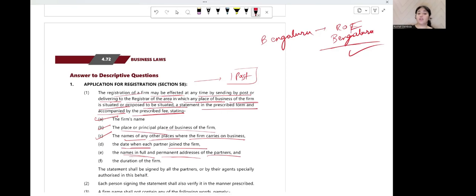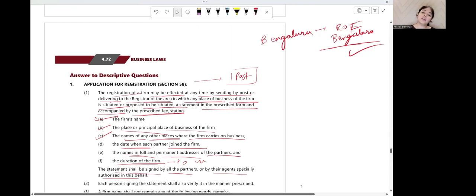Duration of the firm. If you are going to do the business only for 10 years, you have to write 10 years. That is your tenure. Okay, you have to mention that also. Clear? Statement shall be signed by all the partners or by their agents specifically authorized in this behalf.